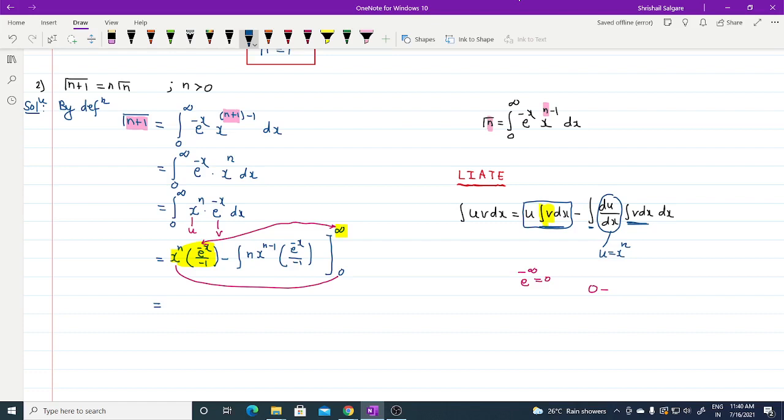What is the evaluation of the term at the lower limit? I'm using arrows. You should think on that. Are you listening? Then what is the problem? Tell me the evaluation of the highlighted term at x equal to 0.